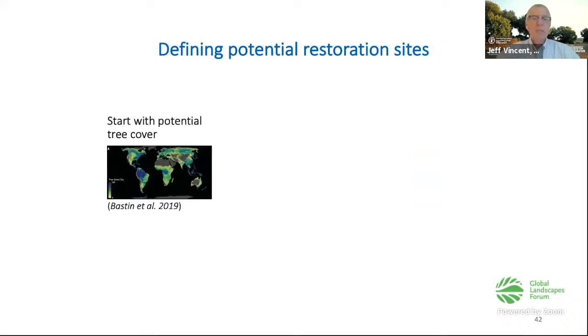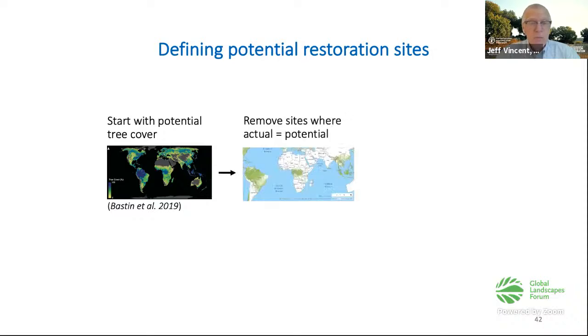The tool identifies potential restoration sites in the following manner. First, it begins with information on potential tree cover. This is drawn from a previous FAO-supported study published in Science a couple of years ago by Bastin et al. So this layer indicates locations where it's possible for trees to grow on the Earth's surface. Next.